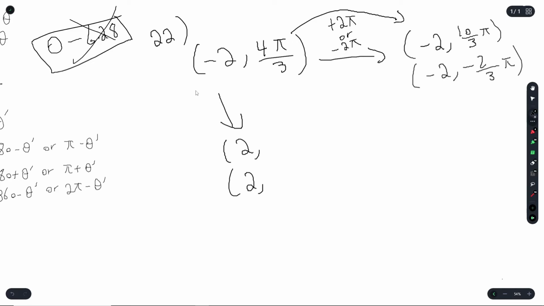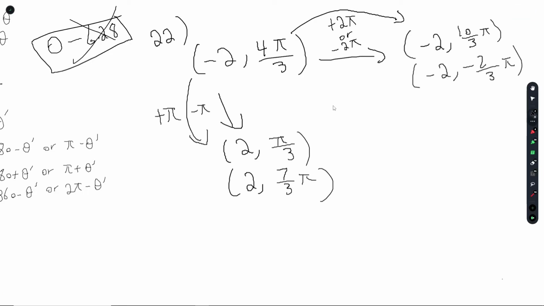Then for the positive r, we have to add or remove pi. So plus pi, minus pi. So minus pi is pi over 3, and then plus pi is 7 pi over 3, or 7 over 3 pi. So all these 5 points are the same point, just written in a different way. In the graph, they will all mean the same thing, or they will all look the same.